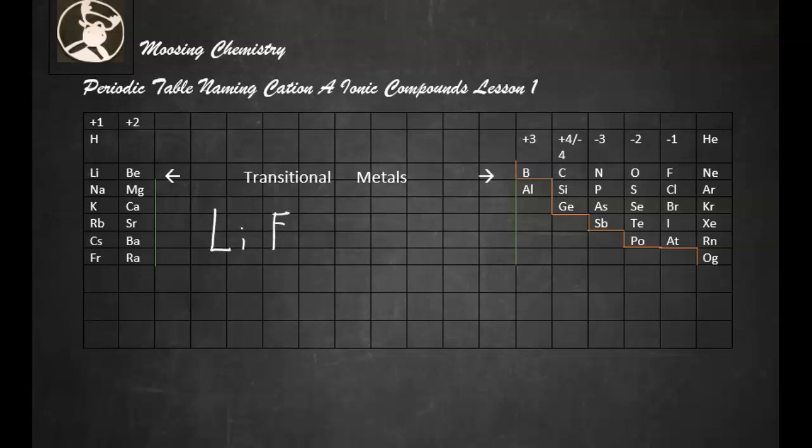The compound LiF. Well, lithium has a +1 charge, right? Because it is in group 1. Fluorine has a -1 charge because it is in group 17. Pretty simple, huh? Pretty cool. Let's look at another one here.